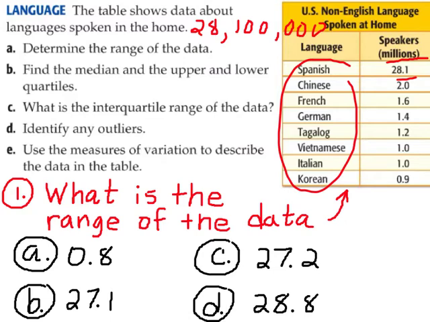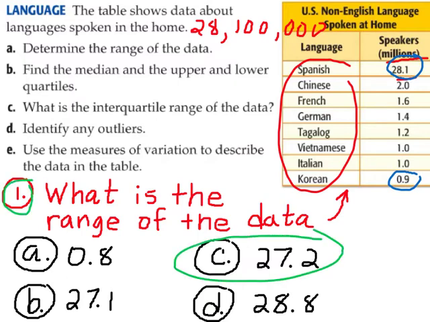Determine the range. Well, the range is the highest value and the lowest value. You're going to take the lowest from the highest. So if you look here, the highest number is 28.1, and the lowest value is 0.9. If you go ahead and subtract there, you're going to get 27.2, which actually is the question down here. So what is the range of the data? Number 1, the answer would be 27.2. Okay. That's it. That's the range of the data.